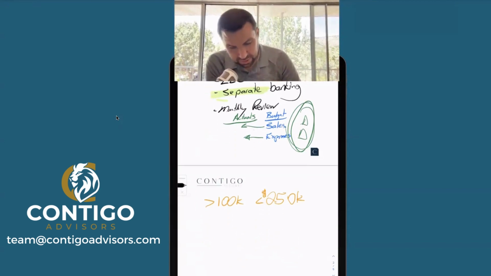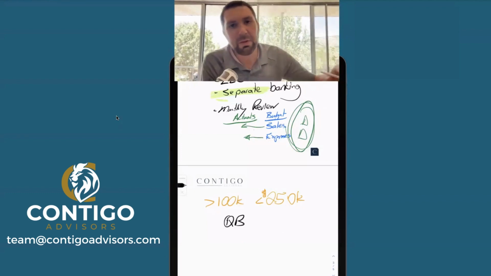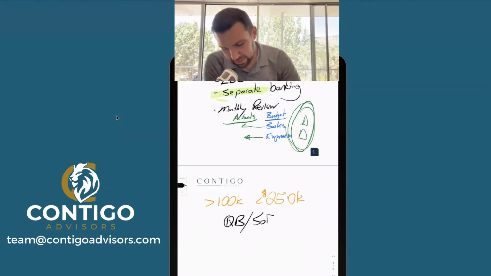So at this level, we need QuickBooks, and it doesn't have to be QuickBooks. It's just the most common one. And it's kind of standard, but there are so many out there. Pick whatever one you're going to use. It's fine. So QuickBooks, let's just call it software.